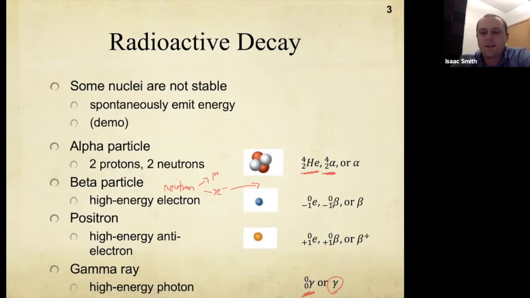So remember these symbols. The most common ones: for alpha, you'll see this. For beta, you generally see this. For positron, you generally see this right here. And for gamma, you usually see this. You'll see those coming up, but just be aware that there are different ways these can be represented.